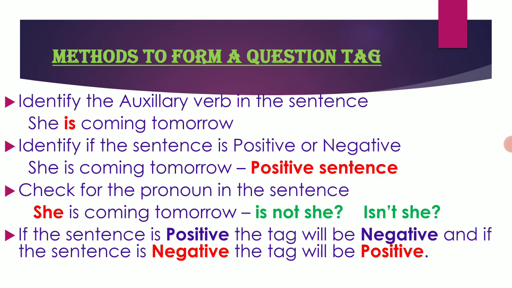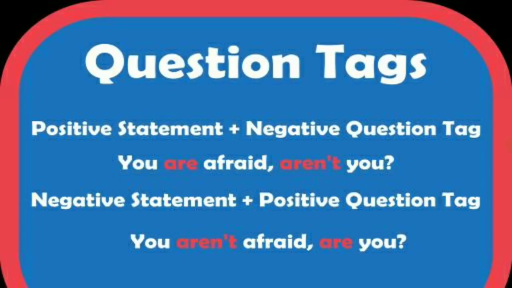Clear everybody? So let's see some more examples over here so that you can understand it very clearly. There's a next sentence here. You are afraid. You cannot find any negative word over there, so it is a positive sentence, and "are" is the auxiliary verb and "you" is the pronoun. Now, as we said before, if the sentence is positive, then the tag will be negative. Clear? So positive sentence plus negative question tag. So, you are afraid. So "are", we will take it first.